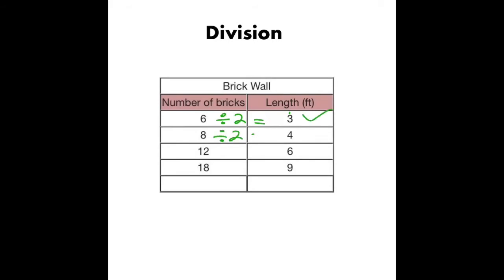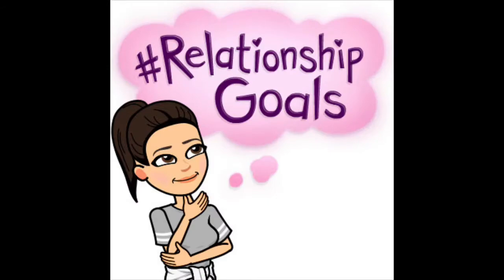Then I need to try the same thing over here. So if I put in another number, I can put in 30 divided by 2, and this would be 15. So as long as I stick with the pattern, then I can fill out my ratio table.